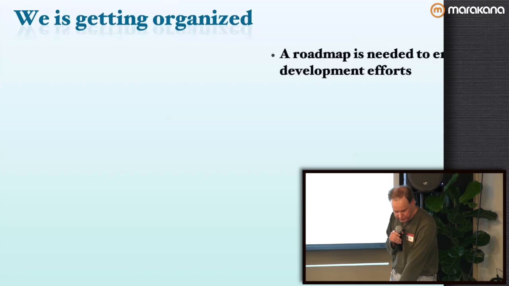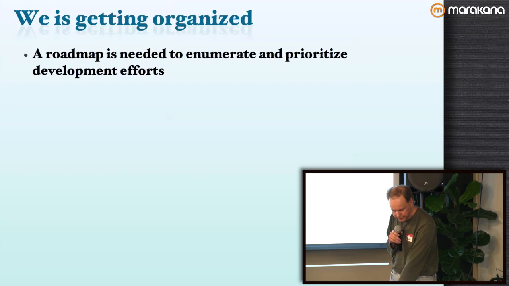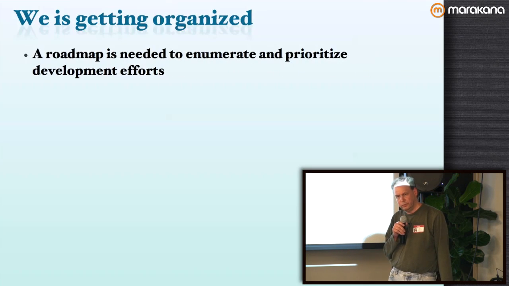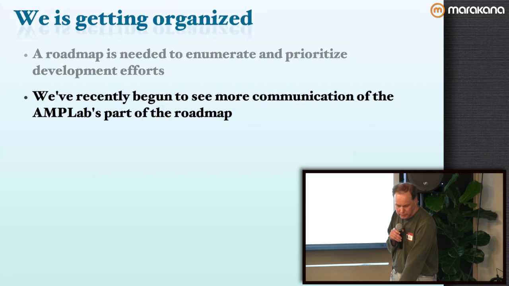So this "we" is now starting to get organized, and we need some sort of roadmap to enumerate and prioritize all of our development efforts. And we've started to recently see more communication of what the AMPLab's roadmap is. If you look at that video of the Tachyon meetup, Ronald actually went through and gave you a pretty good idea of what's coming next in coordinated Shark and Spark and Tachyon development. So we're starting to get more information directly from the AMPLab on that.